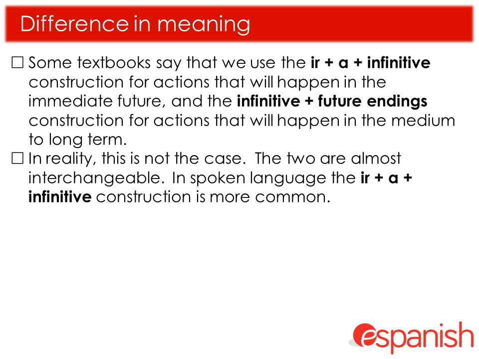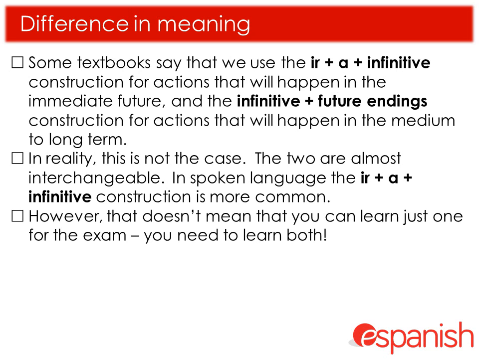Okay, some textbooks say that the ir plus a plus infinitive construction is used for the immediate future, whereas the other one is used for actions that are going to happen in the medium to long term. That's not technically true, okay? So you can say things like el año que viene vamos a ir de vacaciones, so next year, even in 10 years' time. So what those textbooks say isn't quite true. In spoken language, the ir plus a plus infinitive construction is more common. That doesn't mean you can ignore the other one. You need to learn both.